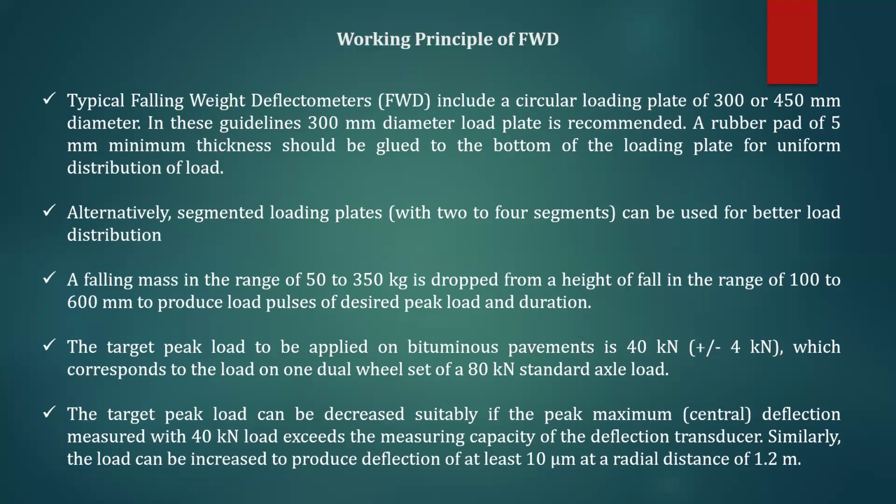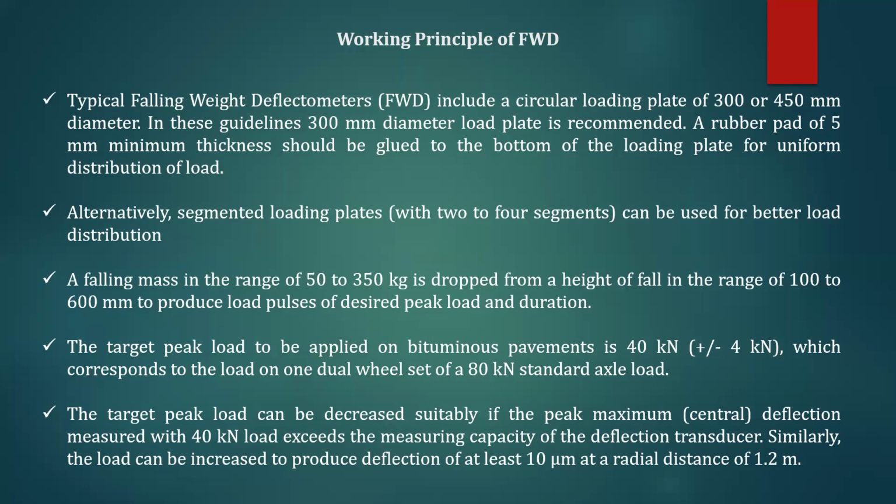But whenever we drop the mass from a certain height, in the range of 100 to 600 mm, the load applied on the pavement surface may not be exactly 40 kilonewton. It will sometimes be plus or minus 4 kilonewton, which corresponds to the load on one dual wheel set of the 80 kilonewton standard axle load. Now, whenever we are getting some value other than 40 kilonewton plus or minus 4, we have to get the deflections by interpolating in a linear manner.